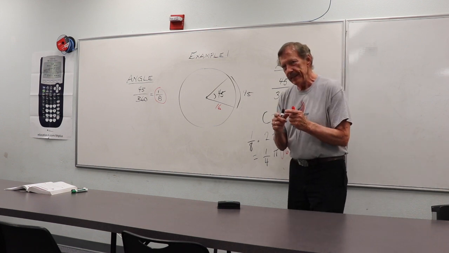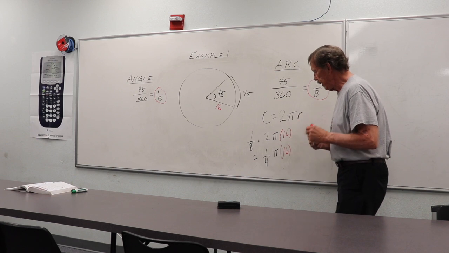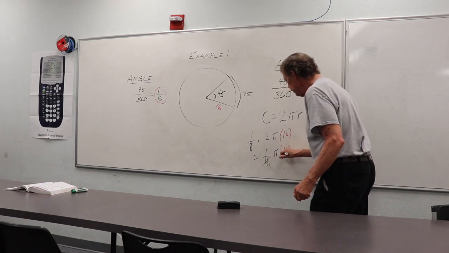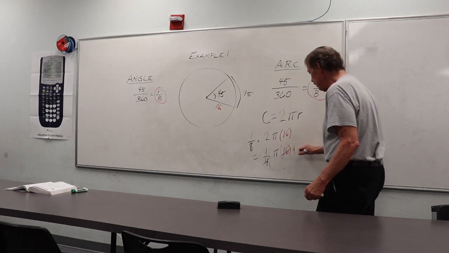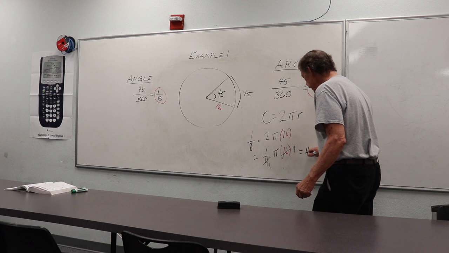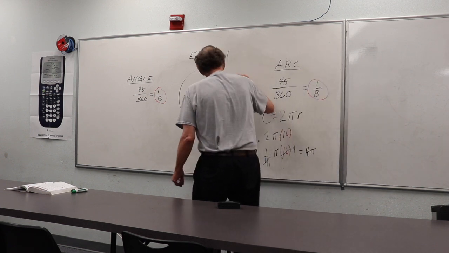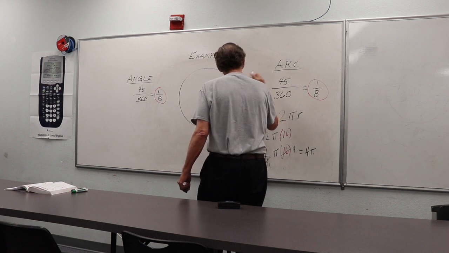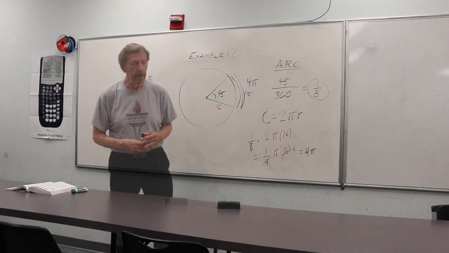Here's an important idea. You notice I didn't try to reduce anything right away, because here I see the 4 goes into itself once and into the 16 4 times. So my final answer here, this piece is 4 pi long.